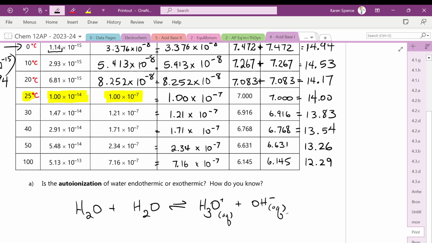So if that's the case, which way is this shifting when you increase the temperature? If it shifts left, are we increasing the concentration right there, or are we decreasing it? Increase. Okay, so as the temperature goes up, the system shifts left, right? So this is why we get higher concentrations of ions when we increase temperature.